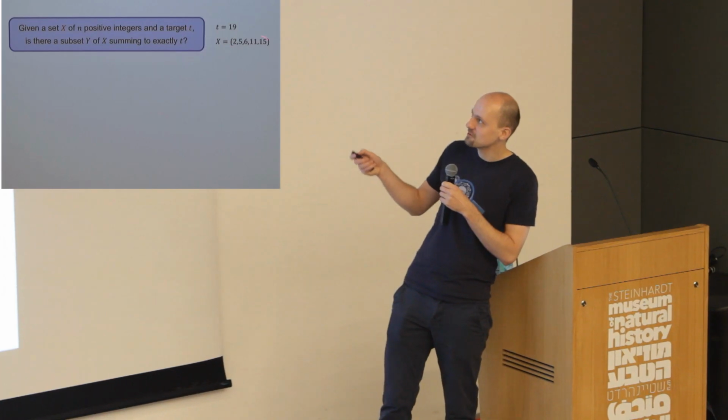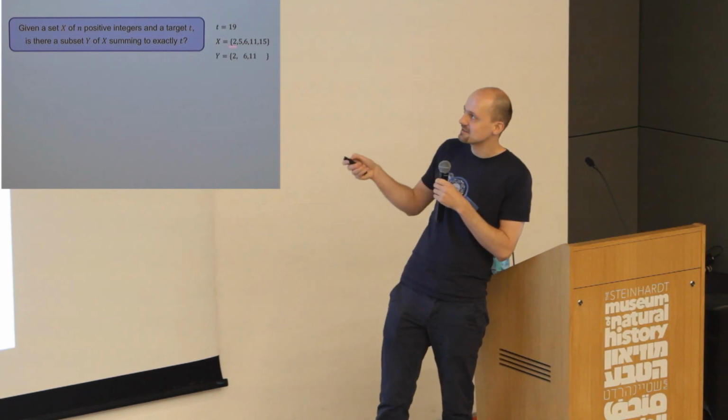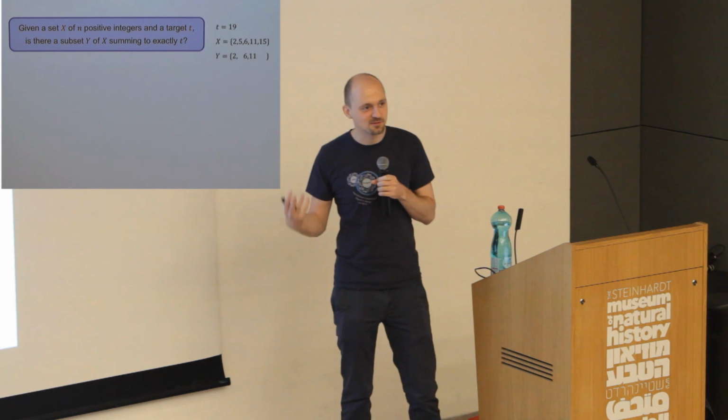So for example, if those are your numbers and this is your target, then yes, there is a subset consisting of these three numbers that sums to the target.